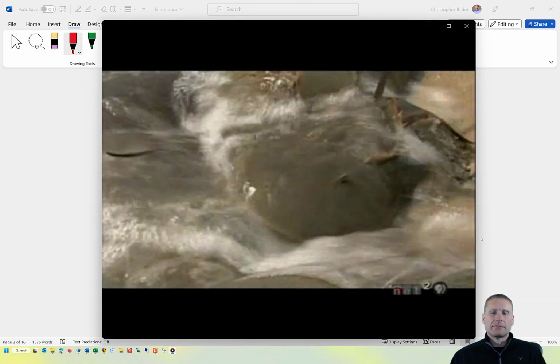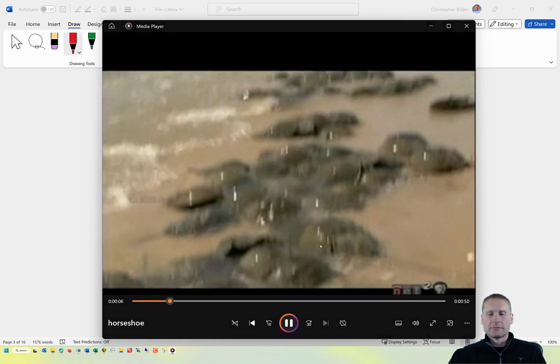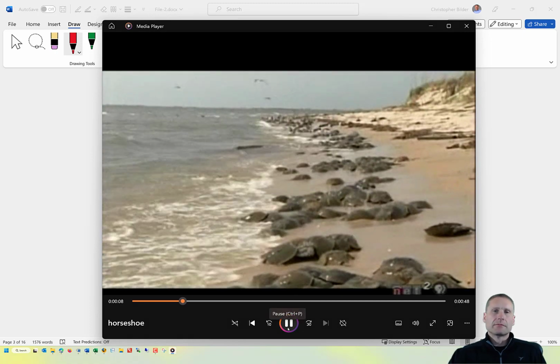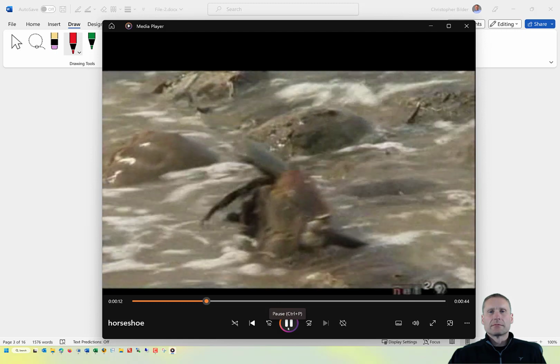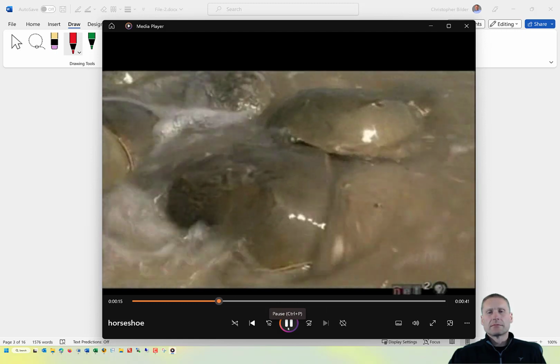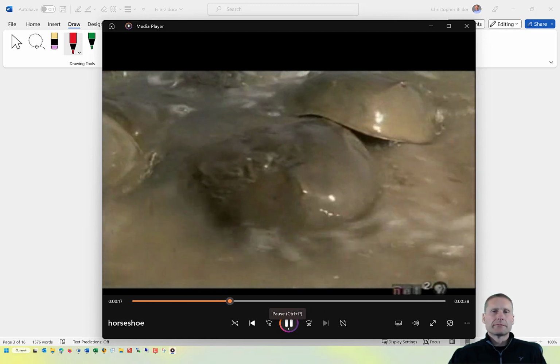Horseshoe crabs prefer spawning in the cover of night, but this is the height of their short season. It only lasts a few weeks. They come to shore when the tides are highest to lay their eggs deep in the sand.